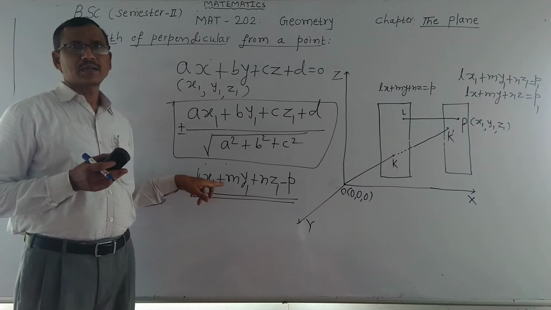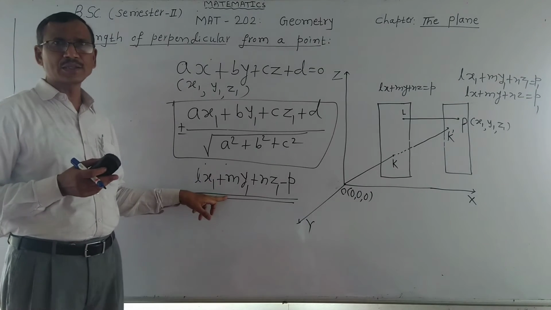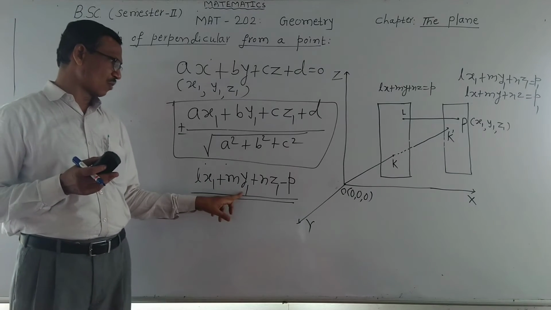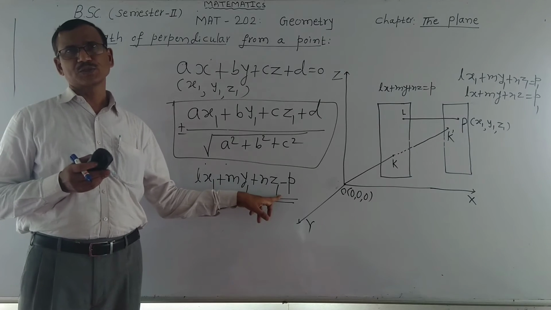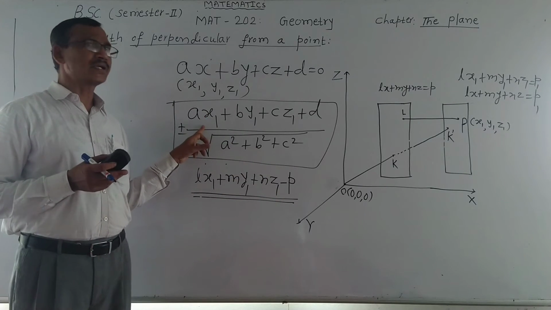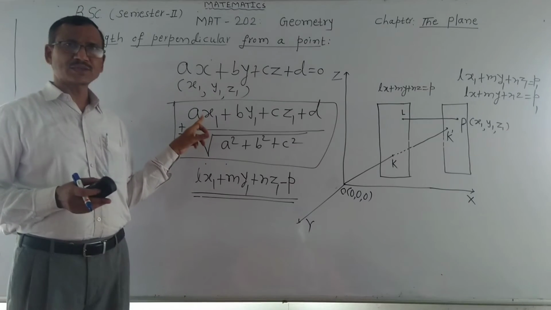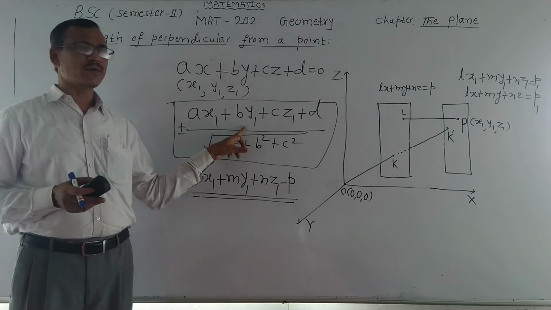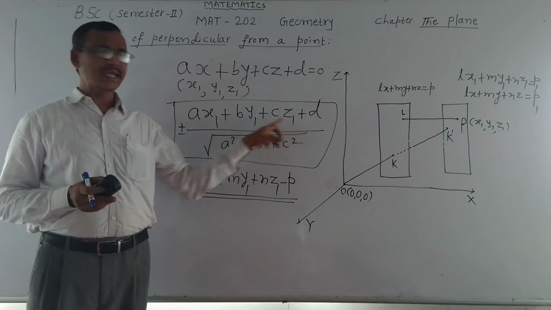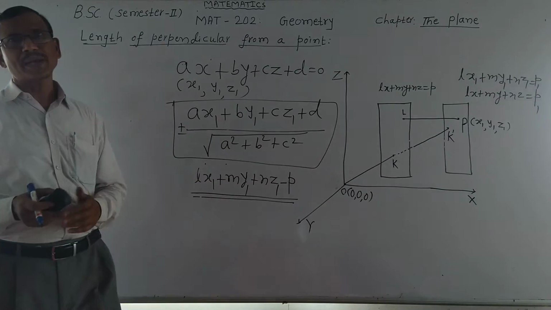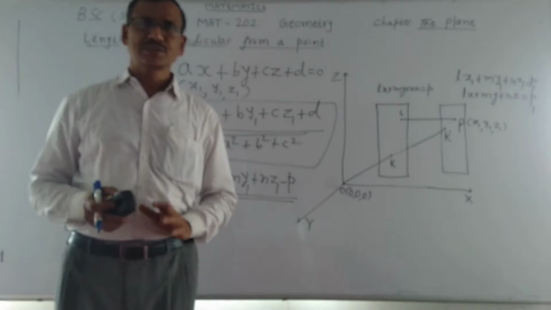For the equation in normal form, the length of perpendicular is Lx1 plus My1 plus Nz1 minus p. And for the equation in general form, the length of perpendicular of the point x1, y1, z1 is Ax1 plus By1 plus Cz1 plus D divided by square root of A square plus B square plus C square.